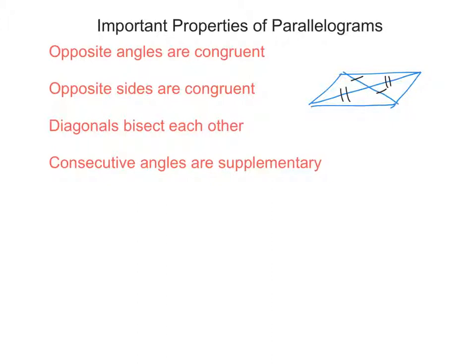Why do we know that consecutive angles are supplementary? If I draw my parallelogram again, consecutive angles are angles that are right next to each other. So this one and this one, or this one and this one. I already talked about this earlier, but why are consecutive angles supplementary? What does supplementary mean? Well, it means they add up to 180. We know that these are parallel, and because of our rules of parallel lines, we know that this and this have to add up to 180. So two angles that are right next to each other are supplementary.